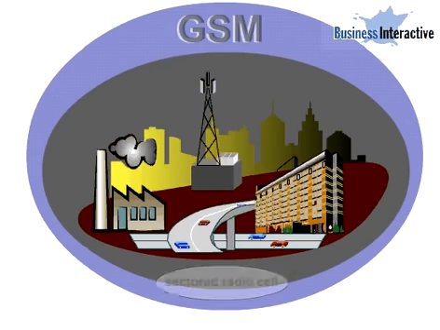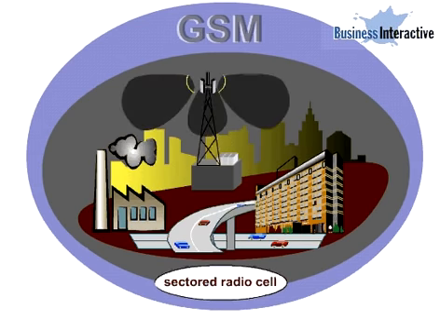One way of doing this is the sectorization of radio cells. With a sectored radio cell, the BTS can supply up to 3 radio cells in 3 times 120 degrees with several frequencies each.